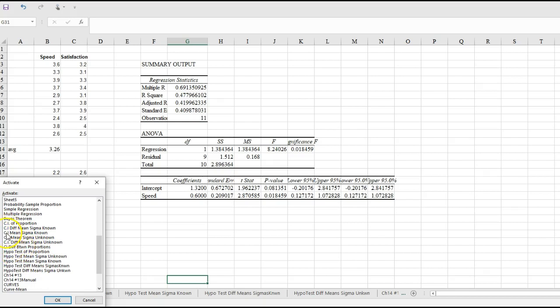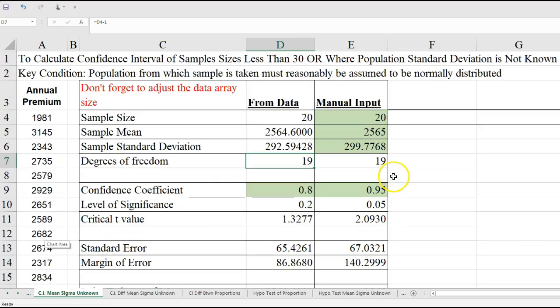So for chapter 8, you'll be using the confidence interval for the mean, sigma known, which will use the Z table. CI, mean, sigma unknown, will use the T table. The inputs are simply the sample size, the sample mean, the sample standard deviation if it's given. These would all be given in the problem.